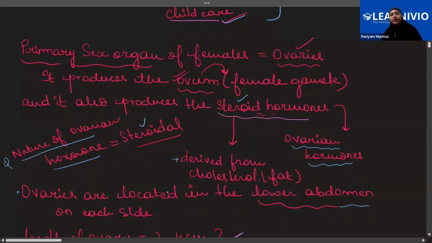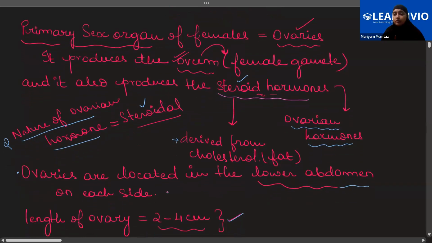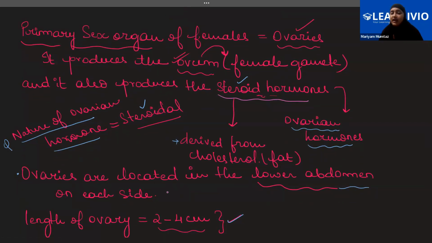Okay. Now, what is the meaning of steroid hormones? See, all those hormones that are derived from cholesterol, that is a fat. You might have studied cholesterol in biomolecules, right? All the fatty molecules. So when any hormone is derived from cholesterol and is fatty in nature, those are steroid hormones. So a very famous question: the nature of ovarian hormone is steroidal. Some hormones are proteinaceous. Some hormones are steroidal.